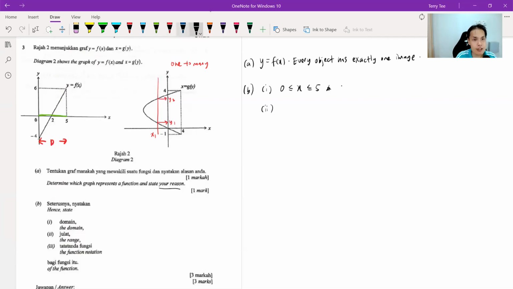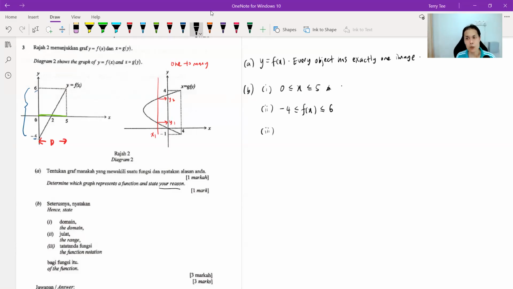Now, as for the range, it represents your y value. As you can see, your y value starts from -4 and goes all the way up to 6. So my range will be -4 up to 6. You can write f(x) or you can write y, it doesn't matter, it's the same thing. Yes, -4 to 6.